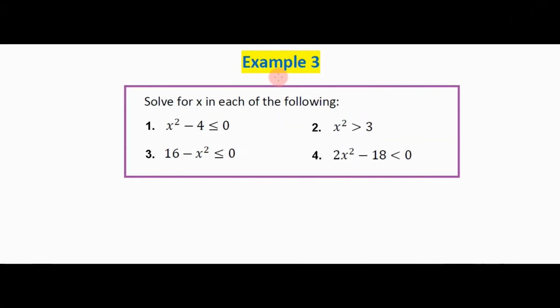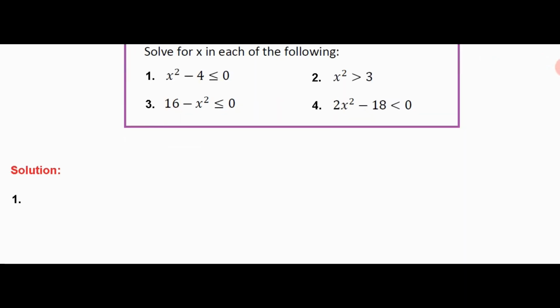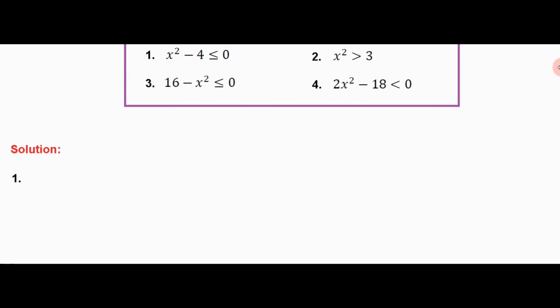In this example, we want to look at quadratic inequalities that involve a difference of squares. So it says solve for x in each of the following, and we are given these 4 quadratic inequalities. So let's look at the first one. Here we have x squared minus 4 is less than or equal to 0.